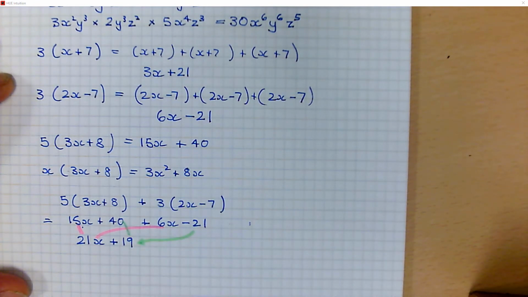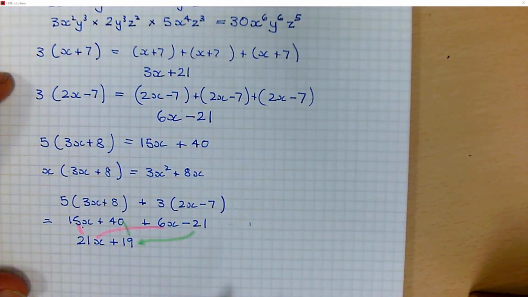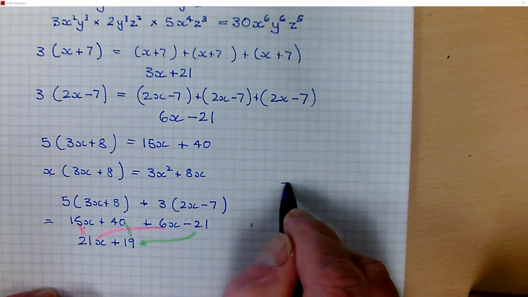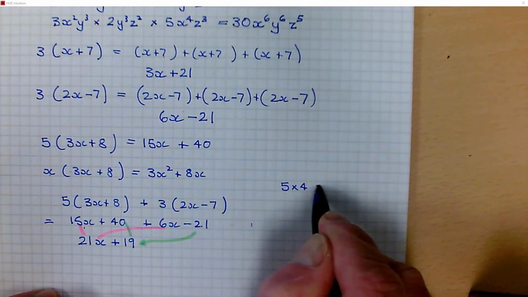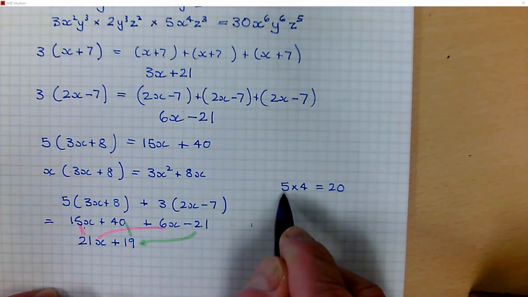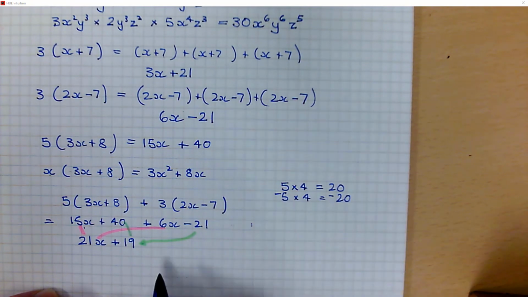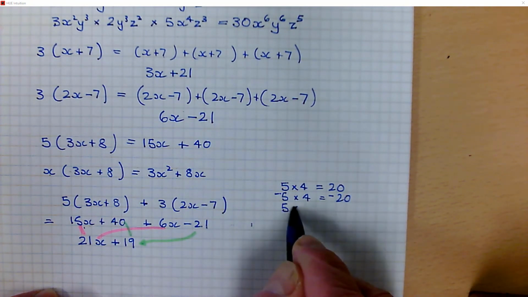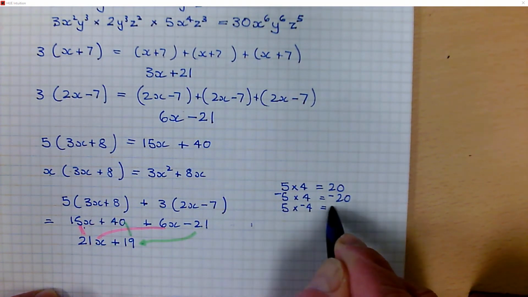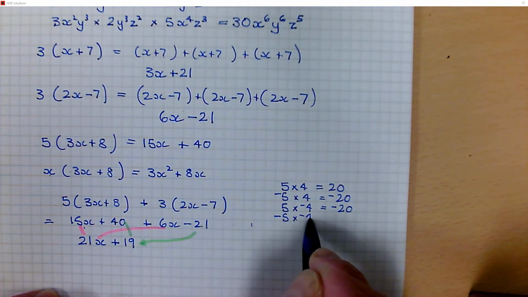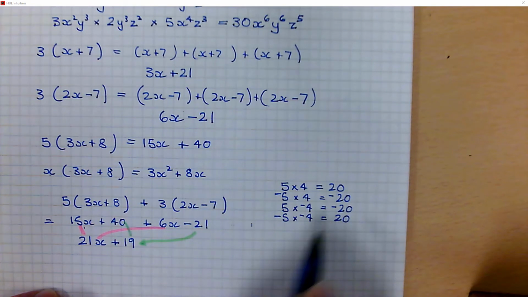Okay. The last thing we were doing is things which are a little bit more tricky with some negative numbers. So before we go any further, let's just revise what we know about negative numbers. 5 times 4, well, we know what that is. It's 20. Minus 5 times 4 will be minus 20. Or 5 times minus 4 will also be minus 20. But minus 5 times minus 4 will be back to 20.